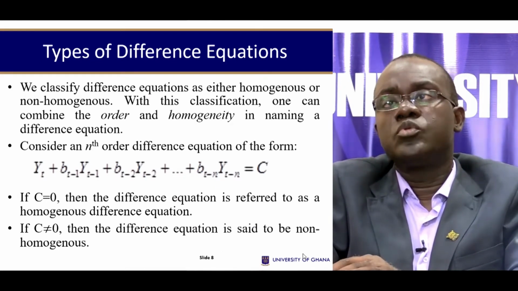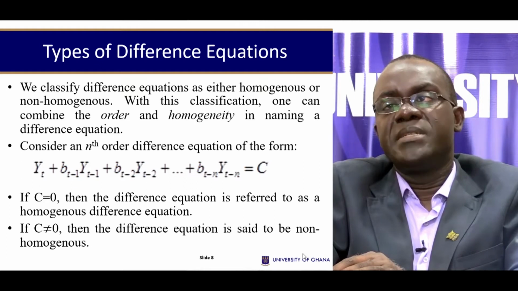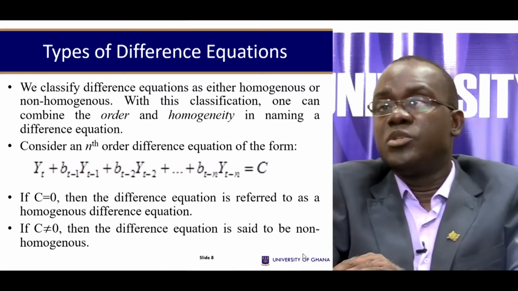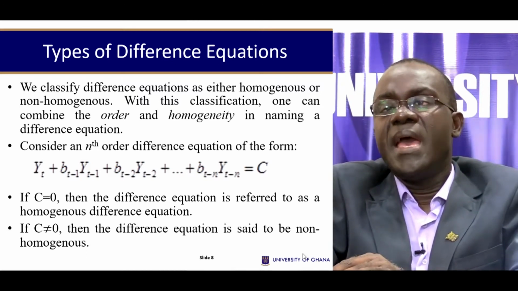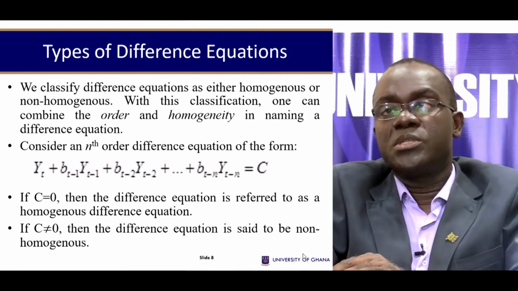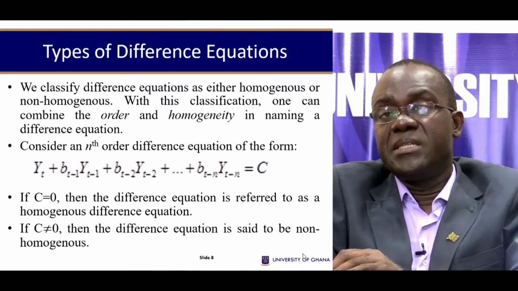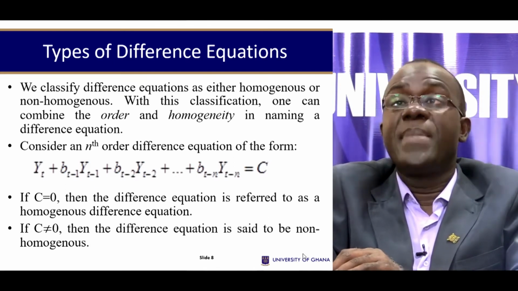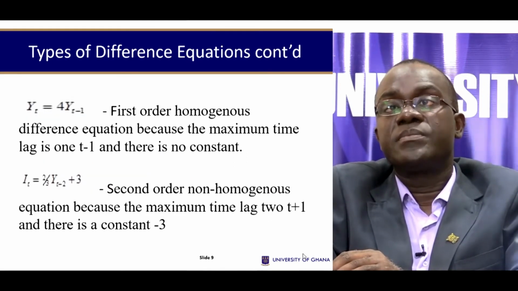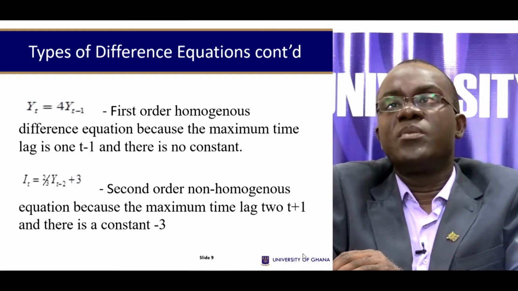It also pays to talk about homogeneous and non-homogeneous difference equations. If you look at this general form, if the value of c, the constant here, is equal to 0, we call it a homogeneous difference equation. And when it is not equal to 0, then we call it a non-homogeneous difference equation. You will come to know the reason why we need this homogeneity condition when we discuss the time path in difference equations.